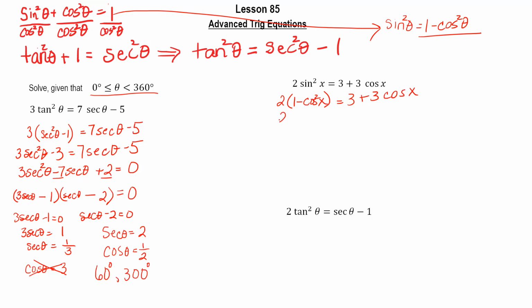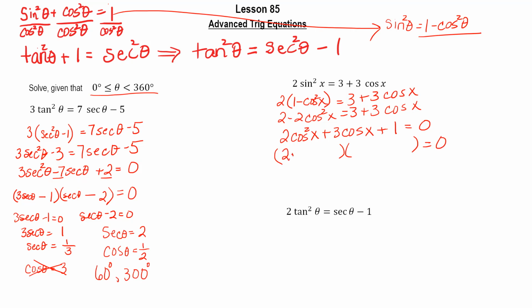So we'll distribute the 2. 2 minus 2 cosine squared x equals 3 plus 3 cosine x. And now we'll get everything on one side, just adding and subtracting things. So we'll end up with 2 cosine squared x plus 3 cosine x plus 1 equals 0. All right, so again, we're going to factor it.